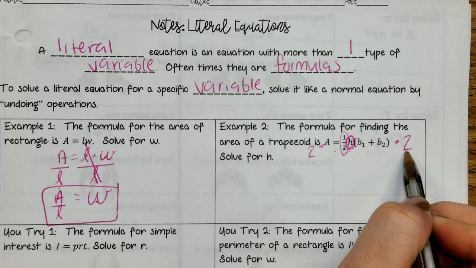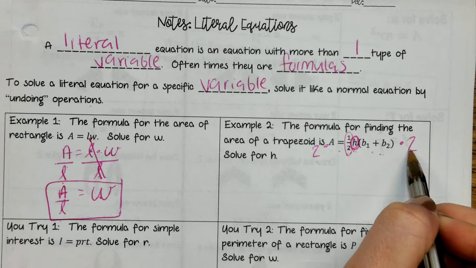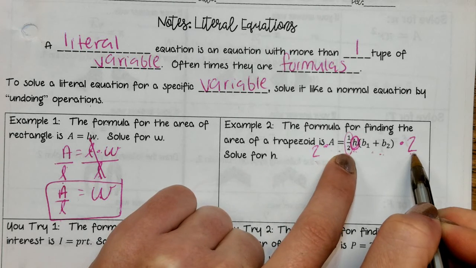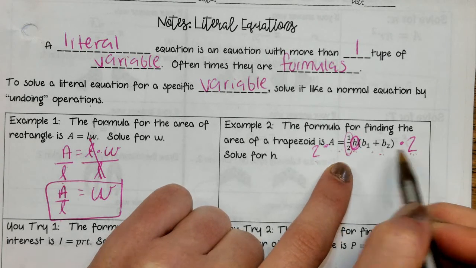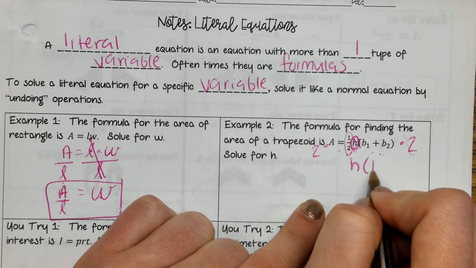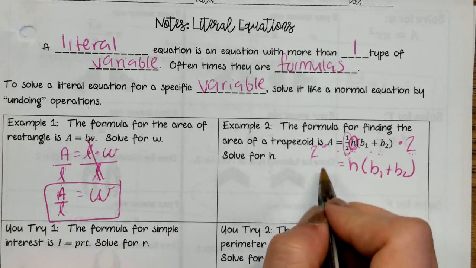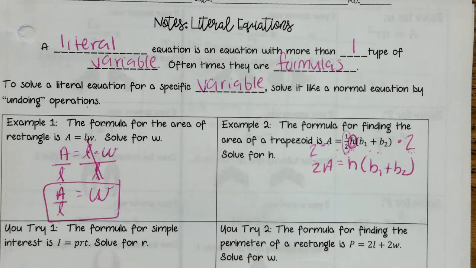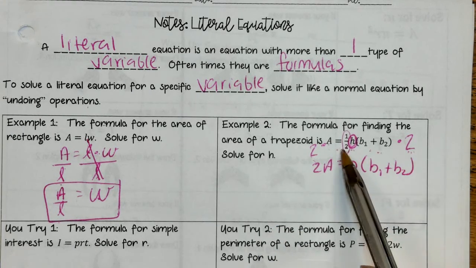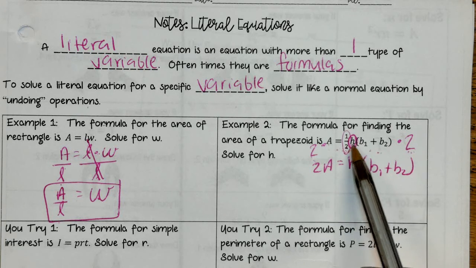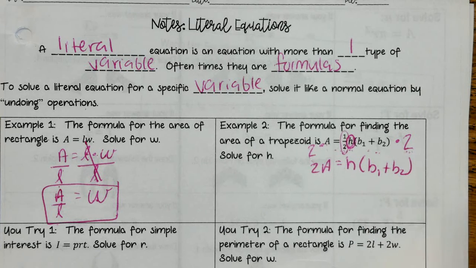1/2 times 2, this is your commutative property of multiplication. There are 4 numbers being multiplied. I'm going to pick to multiply these 2 first. You get 1. Then 1 times h times b1 plus b2. And then this side is 2 times a. So you're not multiplying everything by 2. You're multiplying 2 times 1/2, which is 1. And then you do 1 times h, which is h. And h times b1 plus b2 is what you're left with.